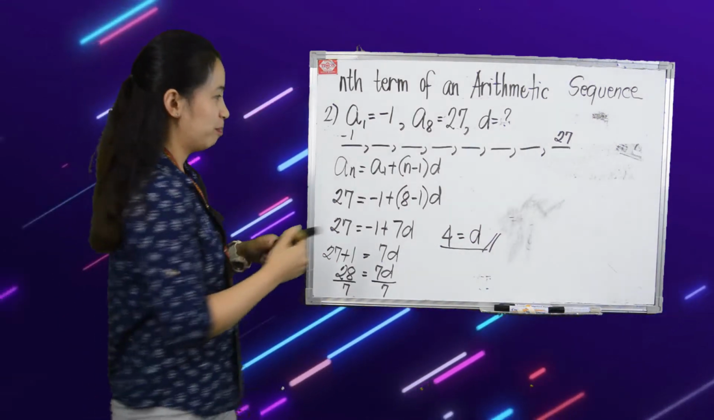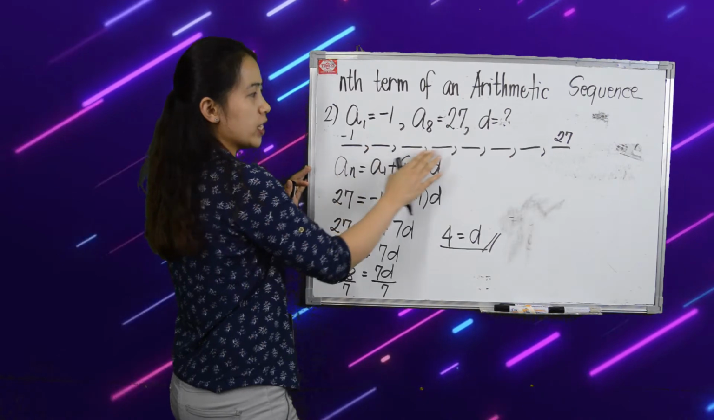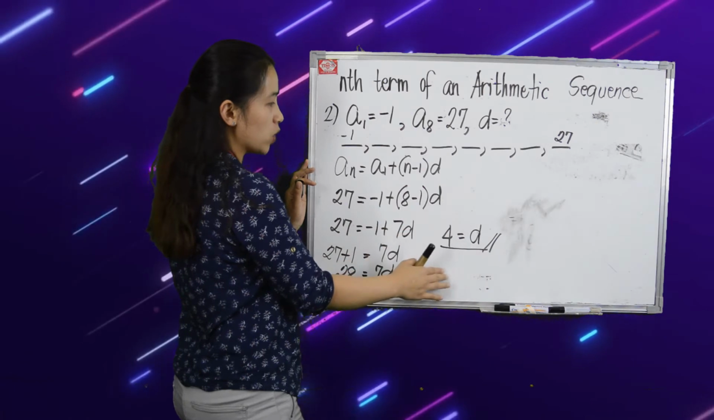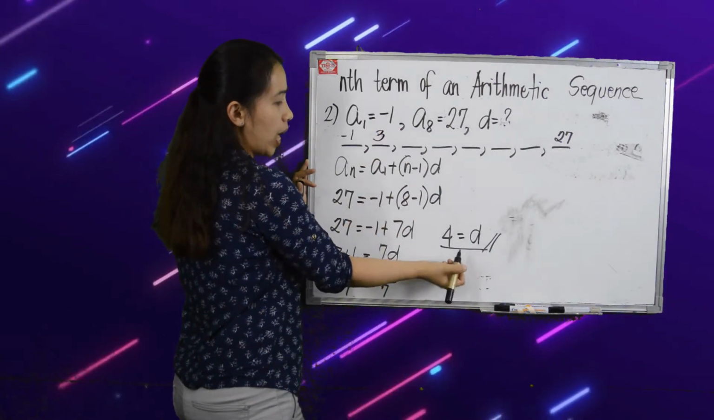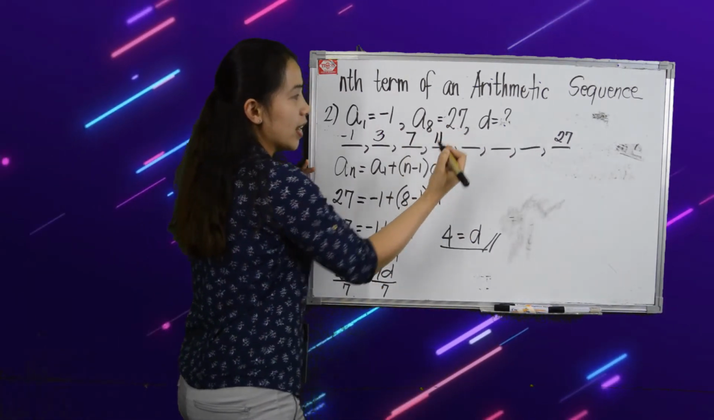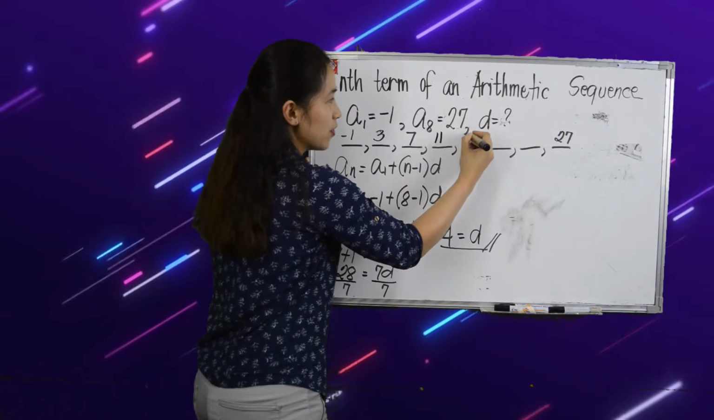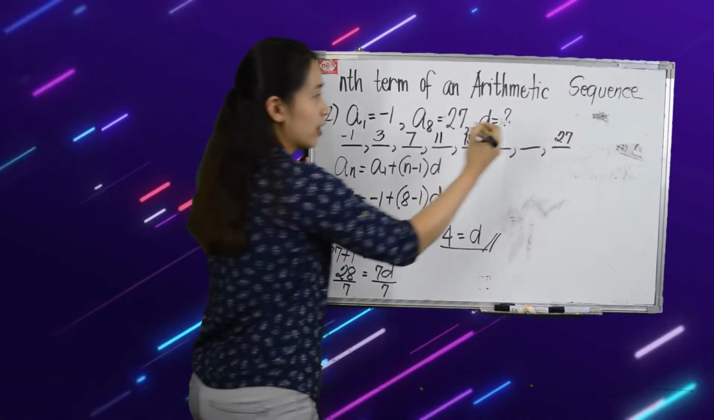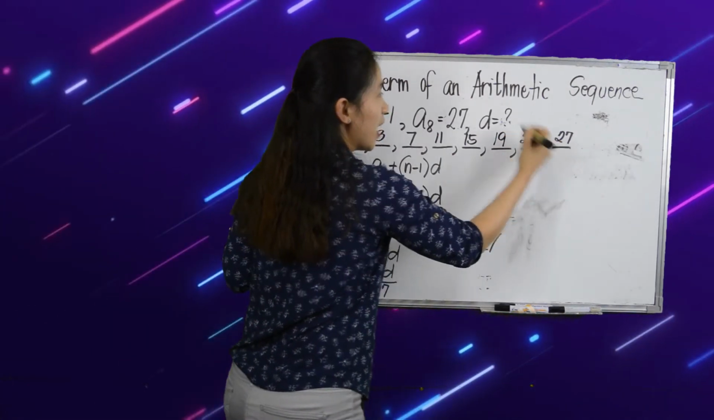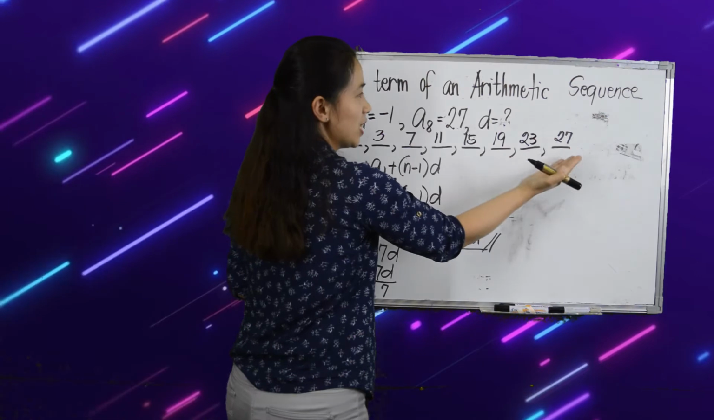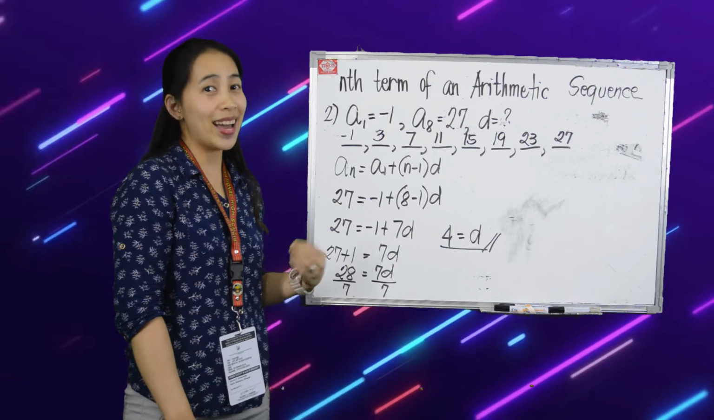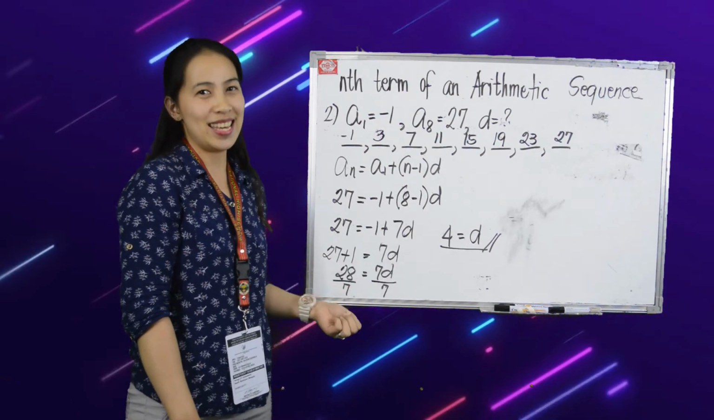Let's try to check. If we add 4 consistently here, we must reach 27. So negative 1 plus 4, that is 3, plus 4, 7, plus 4, 11, plus 4 again, 15, plus 4, 19, plus 4, 23, plus 4, it's 27. So, that is example number 2. Again, it's Math Dali.